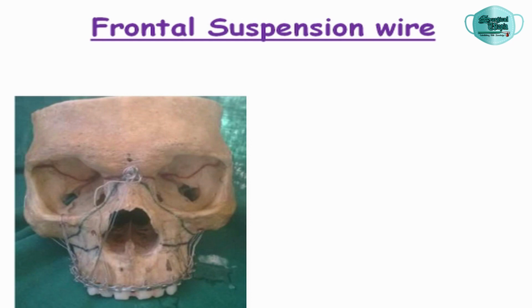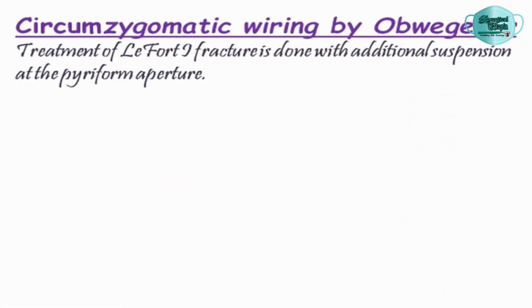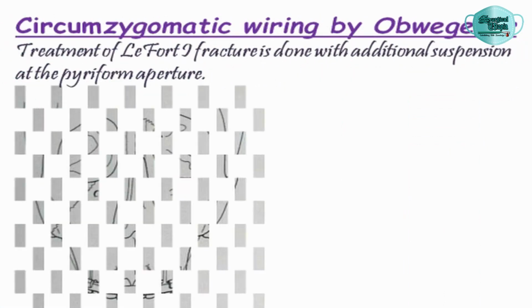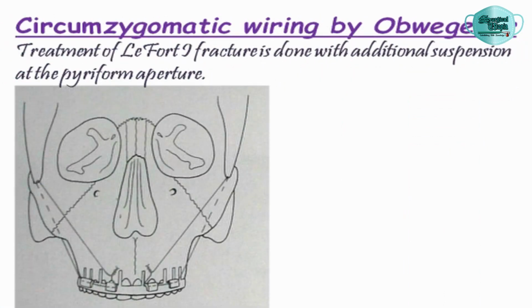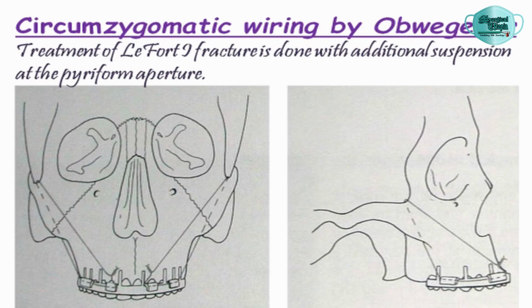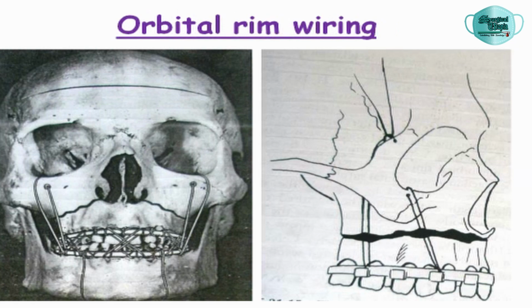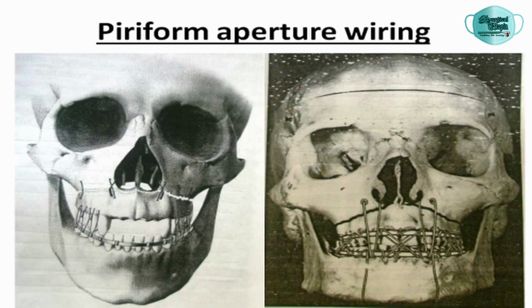The frontal suspension wiring is used for the treatment of the LeFort-2 fracture, and intraosseous wiring at the intraorbital margin is done, and it helps in the fracture reduction. The next one is the circumzygomatic wiring by Obwegeser, and this one is used for the treatment of LeFort-1 fracture. The next one is the orbital rim wiring. The next one is the pyriform aperture wiring.